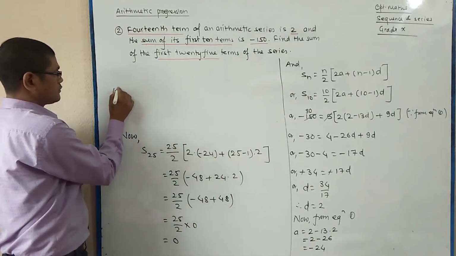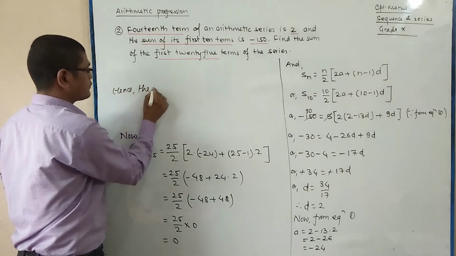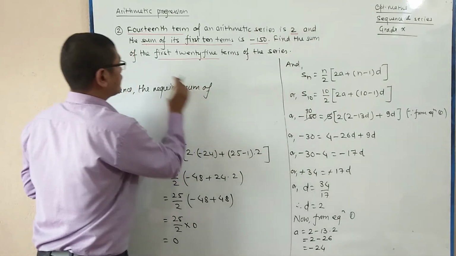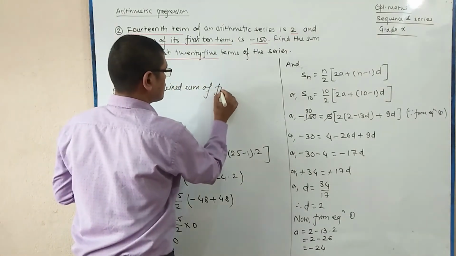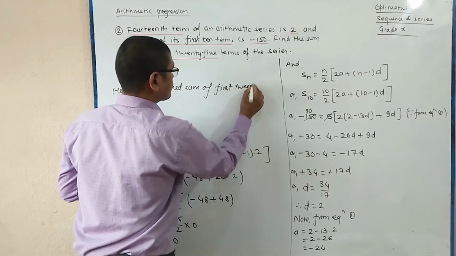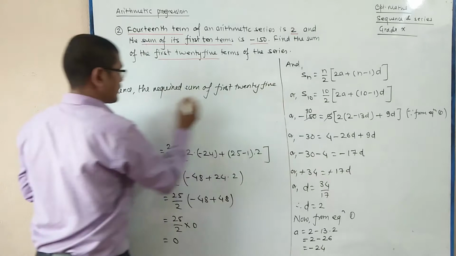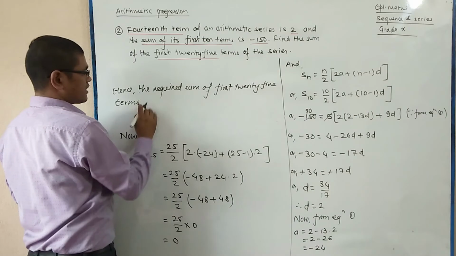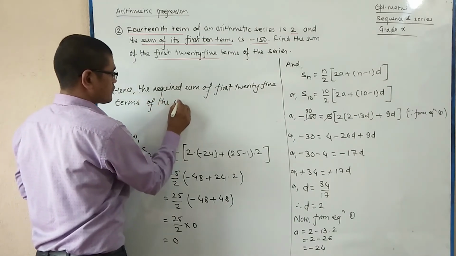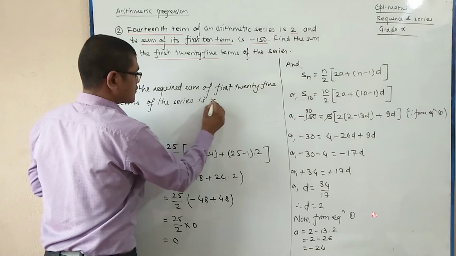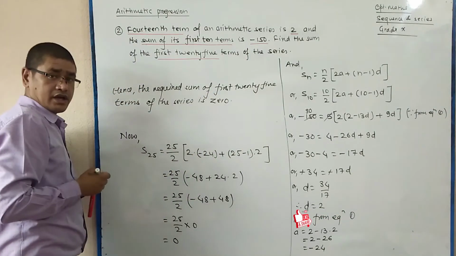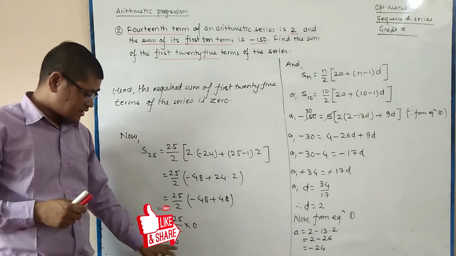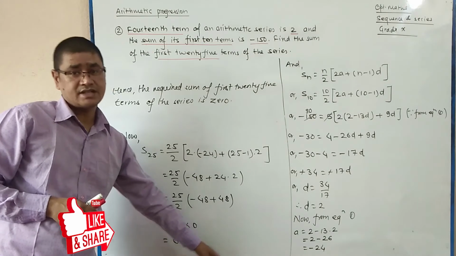Like this. Hence the required sum of first 25 terms of the series is 0. Okay, if you don't want to write this conclusion in this longer form, then better here write: the required sum. That's your answer.